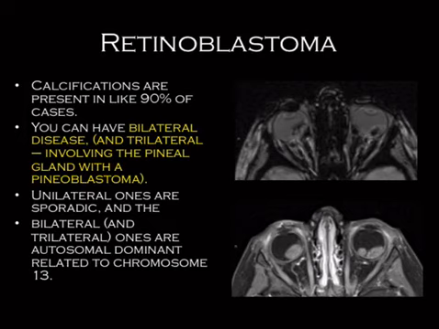So unilateral ones are more likely to be sporadic. Bilateral ones and trilateral ones are more likely to be associated with bad juju, RB suppressor gene, chromosome 13. Remember that that's the same one that is on the osteosarcoma gene. So if these kids get radiation to their face, they often end up with osteosarcomas in their face as opposed to long bone. Okay, so that's the end of this talk, and the next series is a dedicated neuro series.